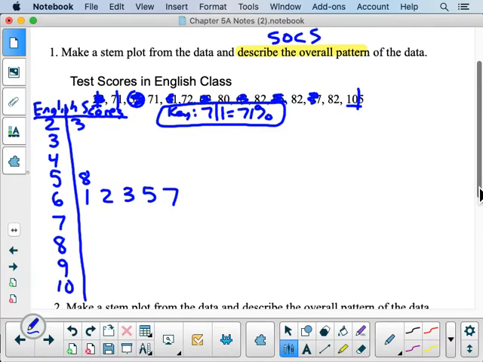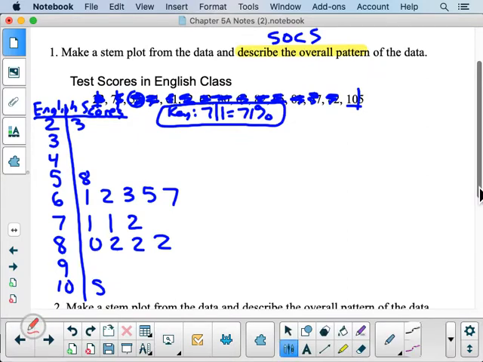Now I'm up to the 70s. I see two 71s and a 72, and that's it. Now I'm up to the 80s. I see an 80 and three 82s. And lastly, I have this 105. Okay, nothing in the 90s. Okay, that's my STEM plot.